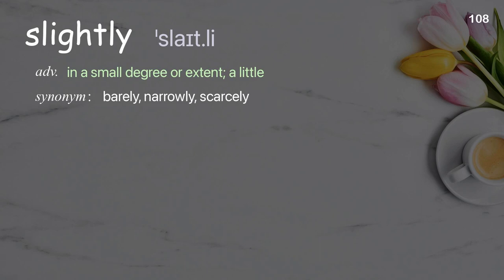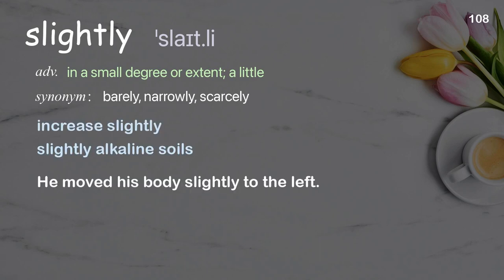Slightly. In a small degree or extent; a little. Examples: Increase slightly. Slightly alkaline soils. He moved his body slightly to the left.